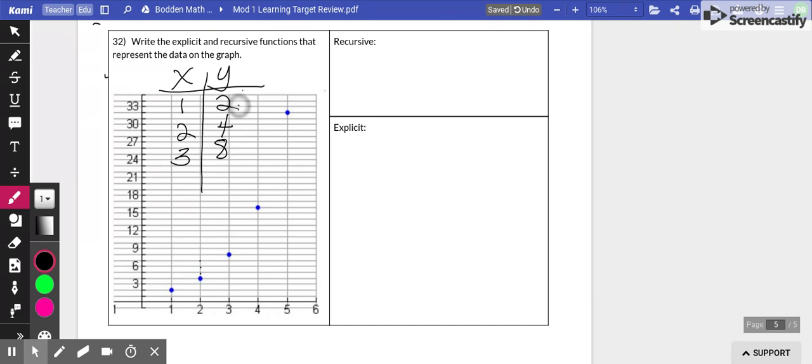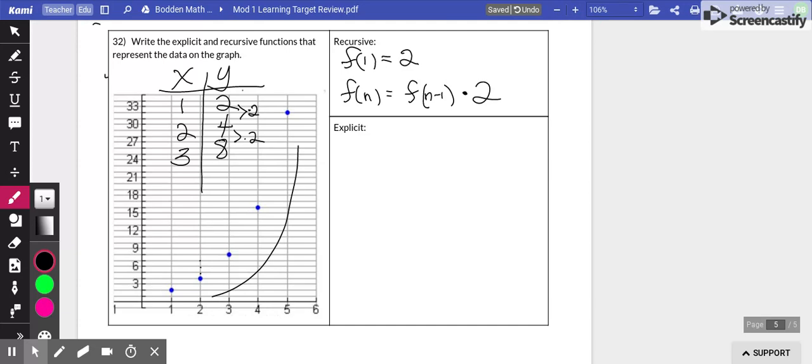I am noticing that it's exponential because it's increasing quickly. So I know I'm going to have a common ratio. And then what I notice is I'm multiplying by 2. All right, so my recursive is saying my first term, f of 1, is 2. To find any term, I'm going to take my previous term and I'm going to multiply it by 2.